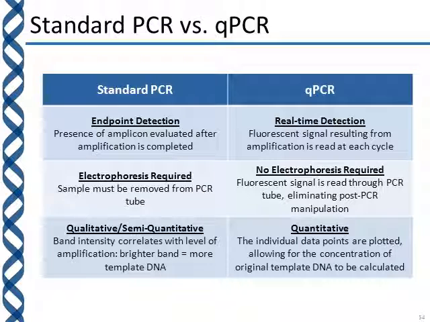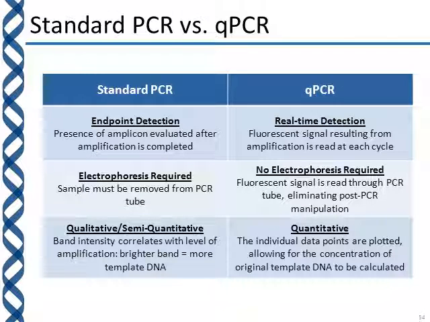And here's a table comparing standard PCR with qPCR, and some of this is what I just discussed. So standard PCR uses endpoint detection, whereas qPCR uses real-time detection. In standard PCR, you do have to remove part of the sample from the PCR tube and load it into a gel for electrophoresis. That means that you could potentially contaminate some of your other PCR reactions and so on. Whereas with qPCR, there is no electrophoresis that's required.